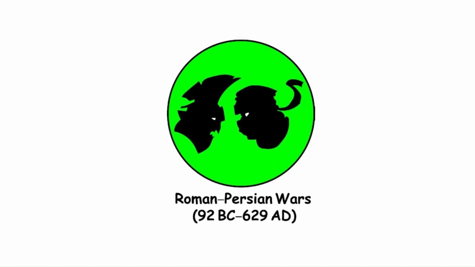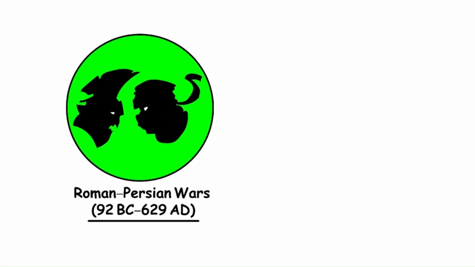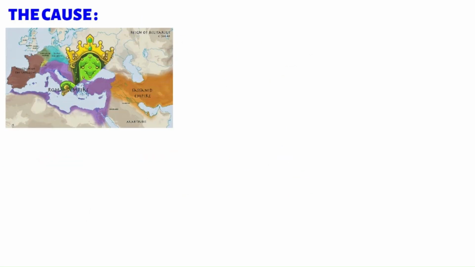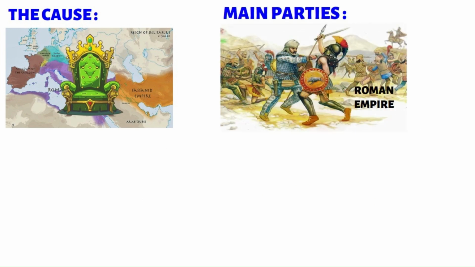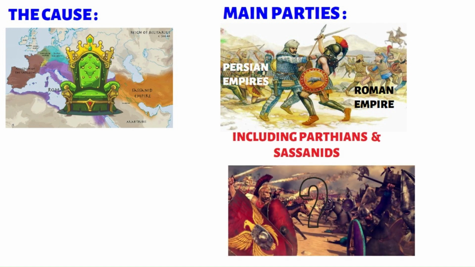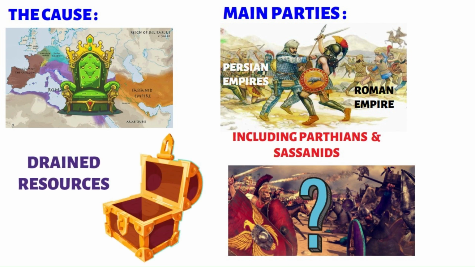Roman-Persian Wars, 92 BC to 629 AD. The Roman-Persian Wars were long-running conflicts between the Roman and Persian empires. The cause was the struggle for control over territories in the Middle East. The main parties were the Roman Empire and successive Persian empires, including the Parthians and Sassanids. These wars ended inconclusively, but they drained both empires' resources.